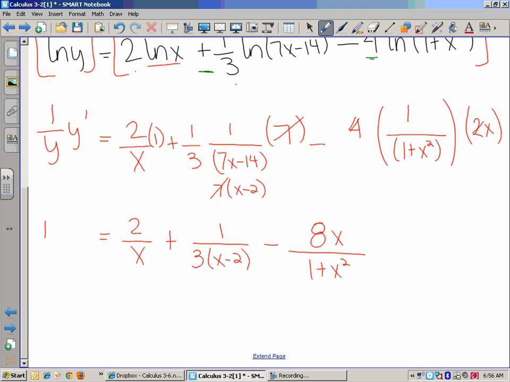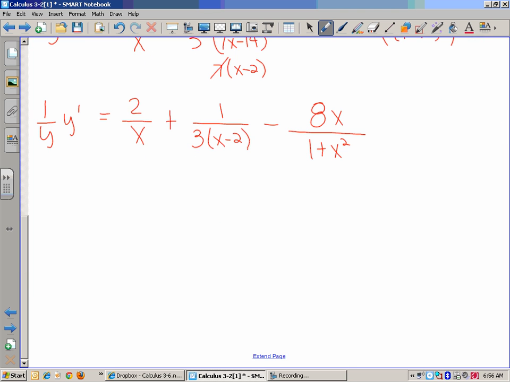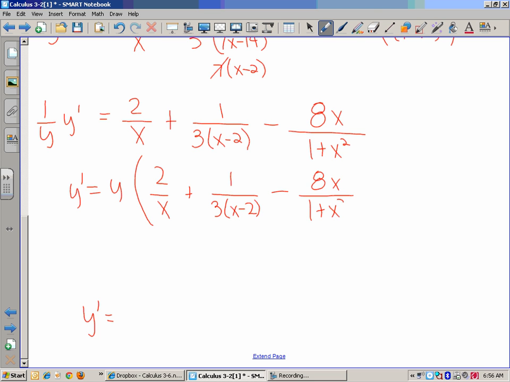And on this side, I have 1 over y times y prime. Remember, the goal is to get to y prime equals. That's the goal. So what I'm going to do here is take y prime, leave it alone, and take y times this quantity. This is a lot of work in this case, and it's okay, but we want to make sure we keep our work clear and neat so that we can follow along.